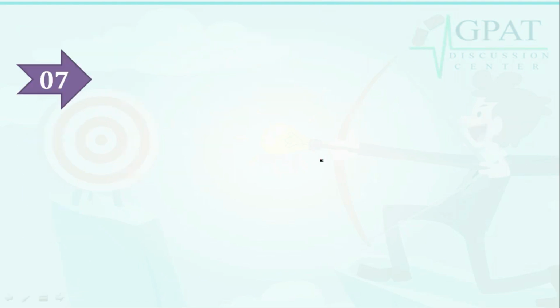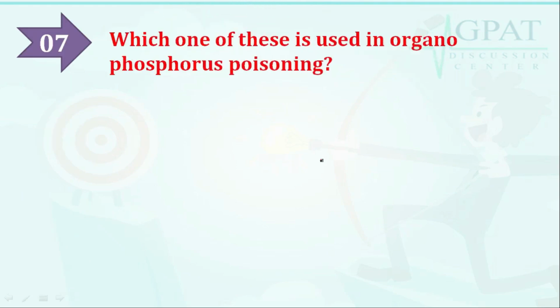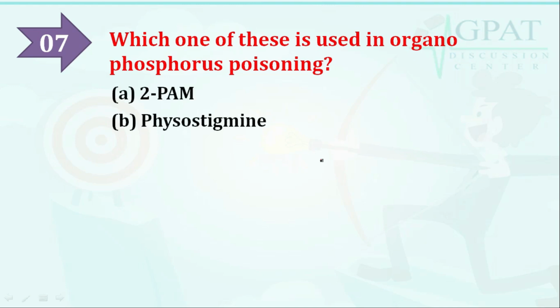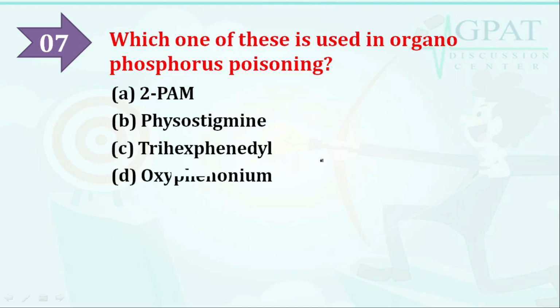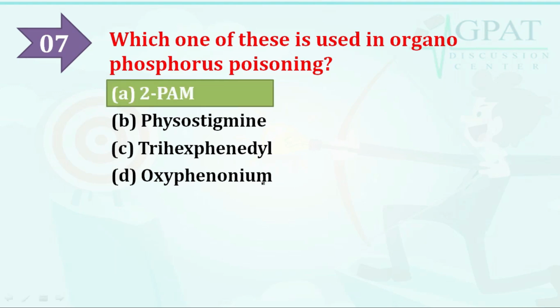So moving on to the next question: which one of these is used in organophosphorus poisoning? Options are: option A is 2-PAM, option B is physostigmine, option C is trihexyphenidyl, option D is oxyphenonium. So which one of these is used in organophosphorus poisoning? Which is the correct answer, students? The correct answer is 2-PAM.